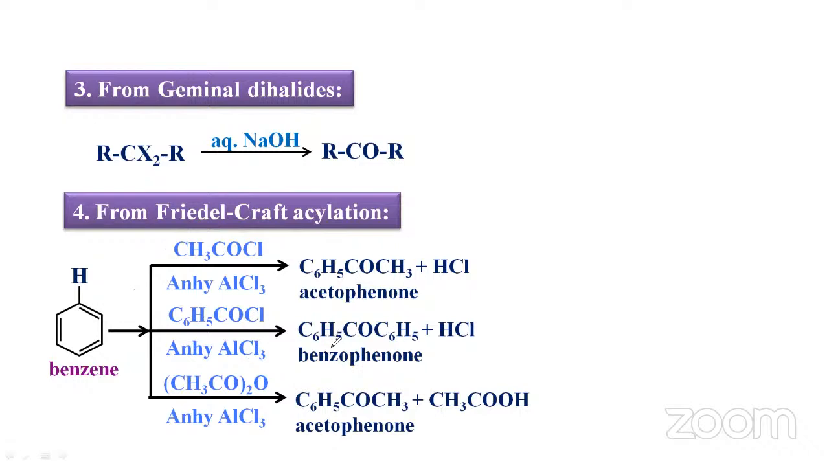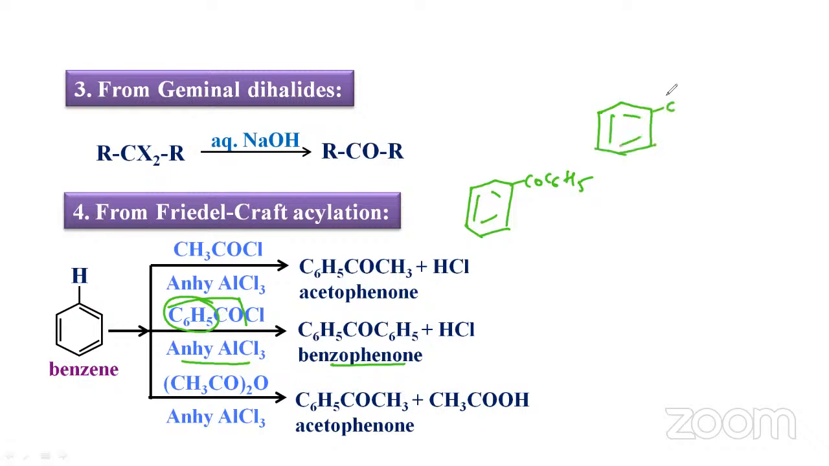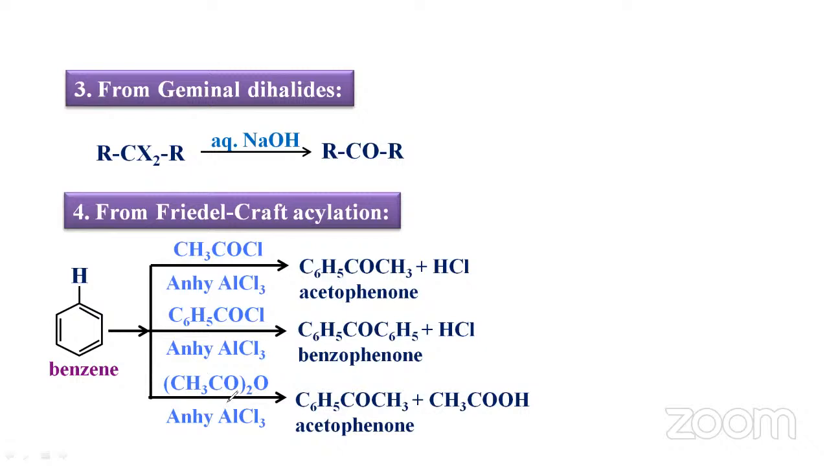Next, if you take benzoyl chloride, an acyl chloride, in the presence of anhydrous AlCl3, what happens? With benzene, C6H6, this gets added: CO, then C6H5. This is benzophenone, with two benzene rings. Next, if you treat it with acetone, what you get is acetophenone plus acetic acid. So these are the reactions of Friedel-Crafts acylation.